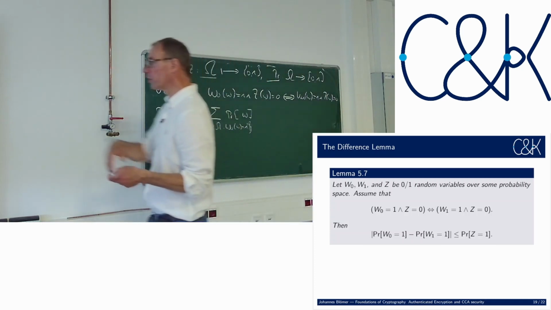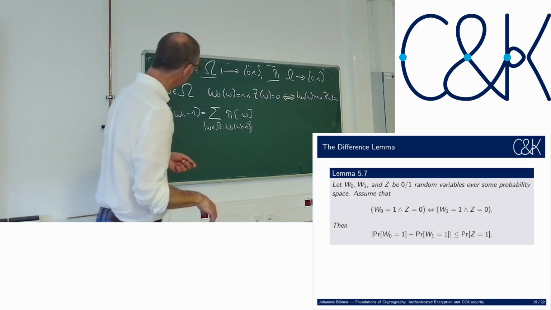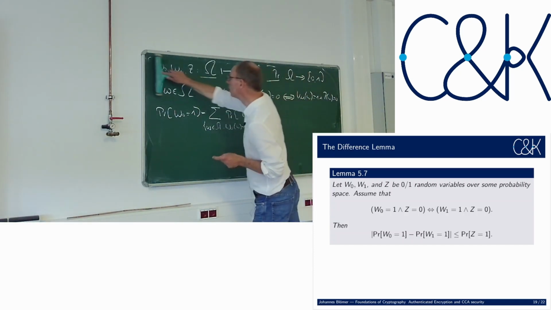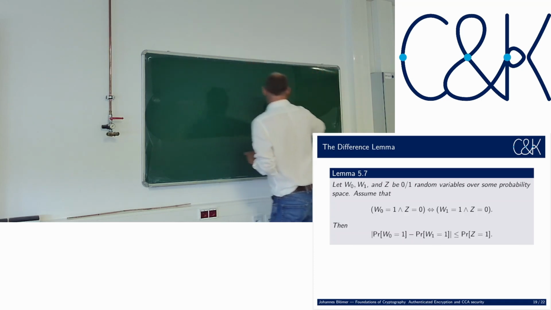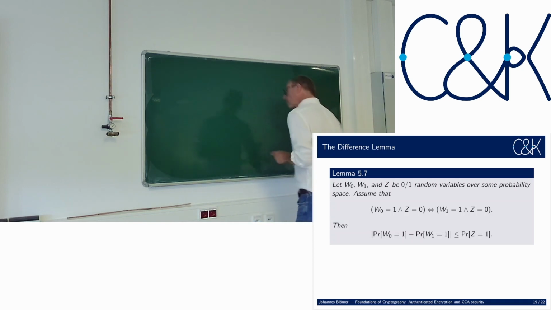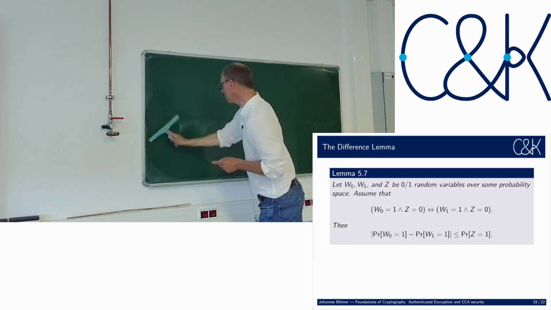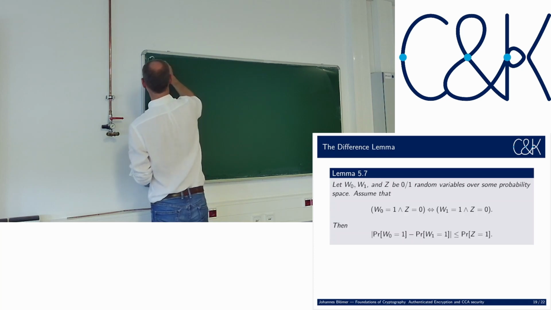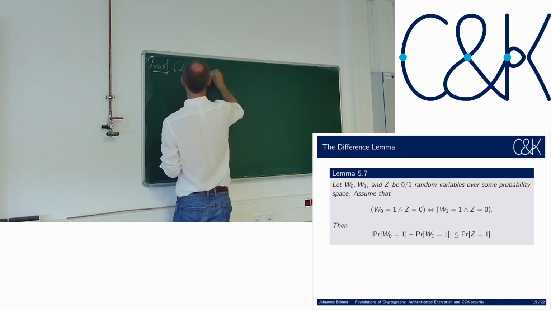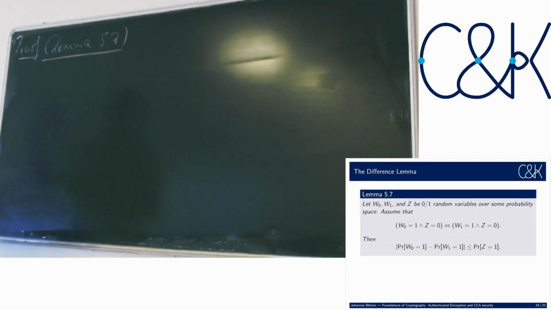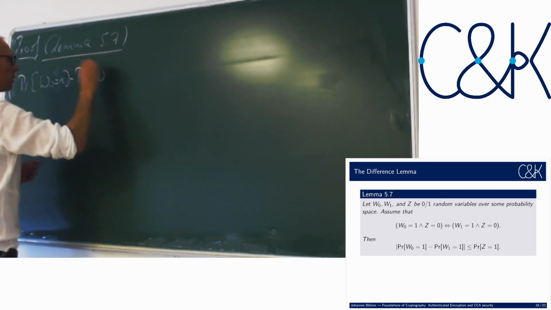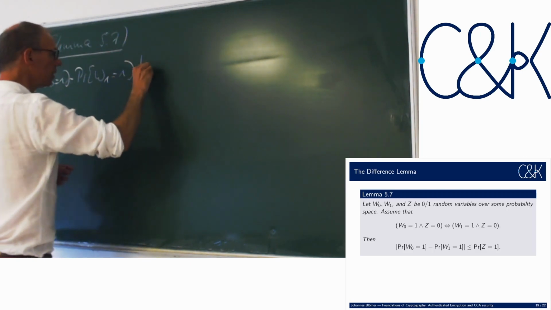Okay. So maybe I first prove this lemma, so you can see how it works. We do the usual thing actually. So what we do is, the probability that W0 is 1 minus the probability that W1 is 1, in absolute value.